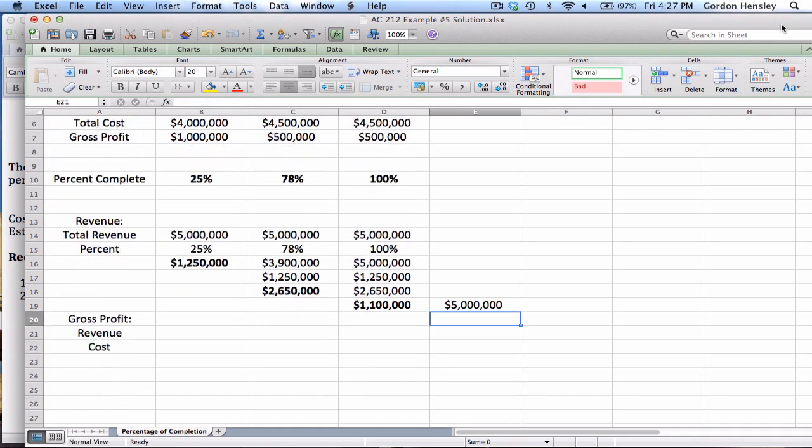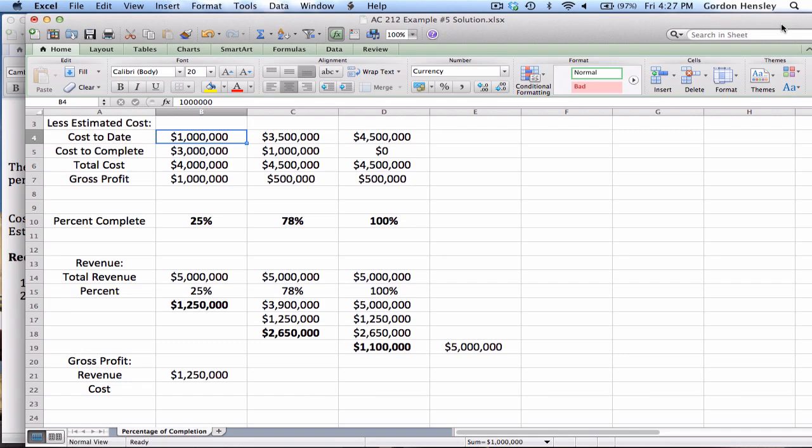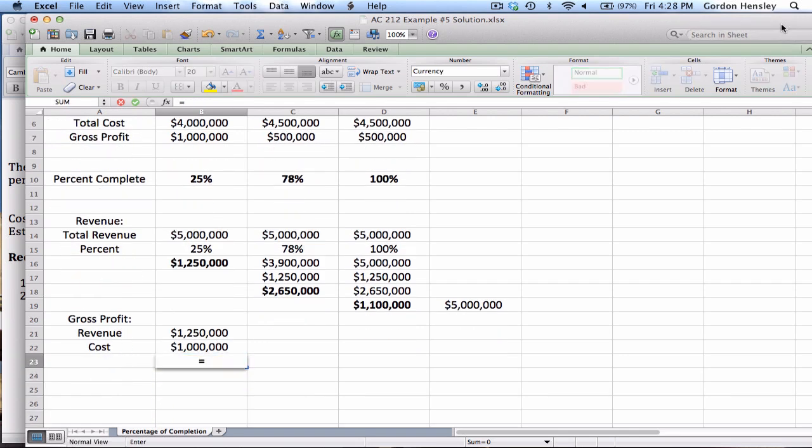Now we're also going to do the same thing for the gross profit. Now the gross profit, what's our total revenue? In year 1, $1,250,000. That's how much we're going to recognize in year one. What was our cost in year one? We'll go up here and look at our cost. Right here it is. Cost to date, $1 million. So if our cost in year one is $1 million and our revenue is $1,250,000, how much are we going to recognize for profit? $250,000 in year one.